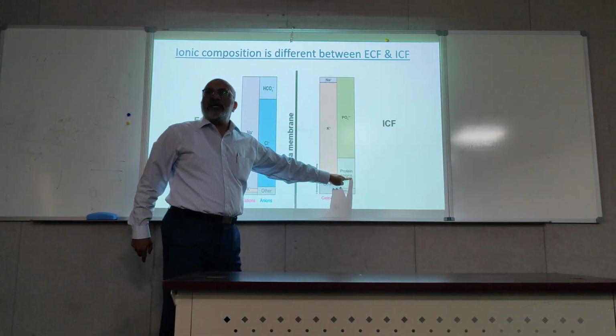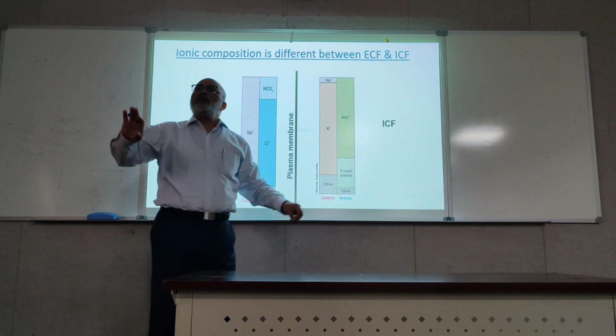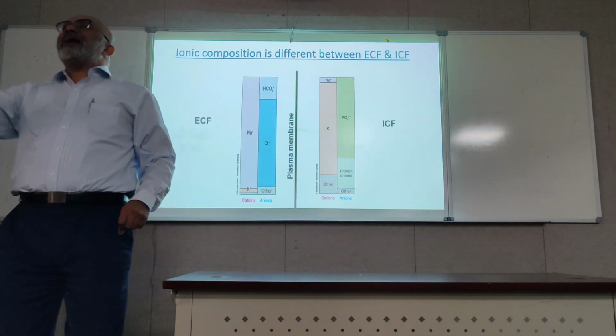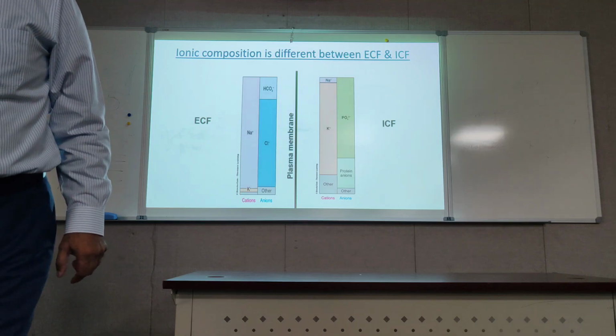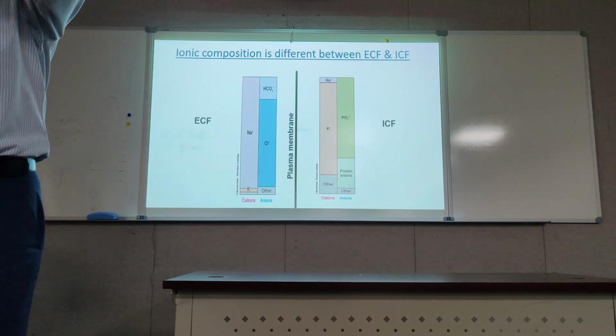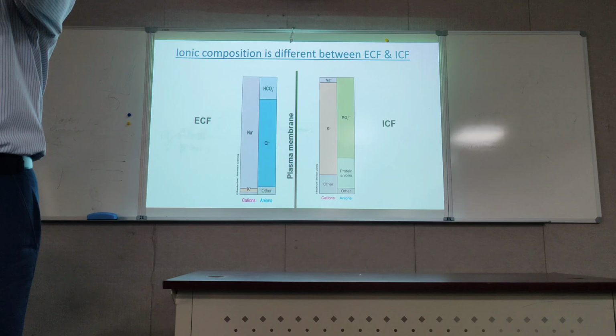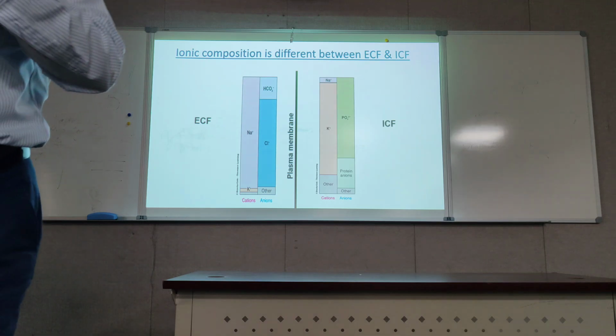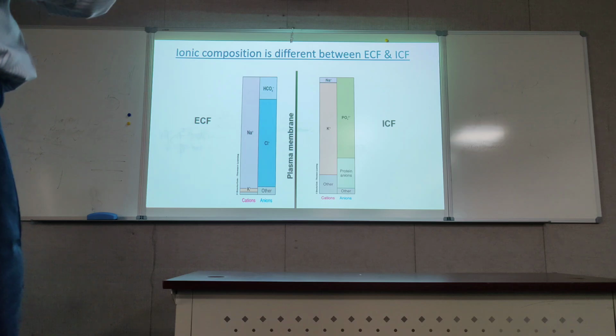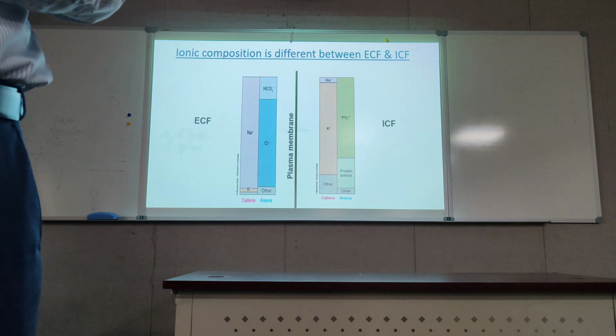Anion. Read it. Anion. So no problem. English is not our language. Anion means negative. What is the name for positive? Cation. So cation is positive, anion is negative.